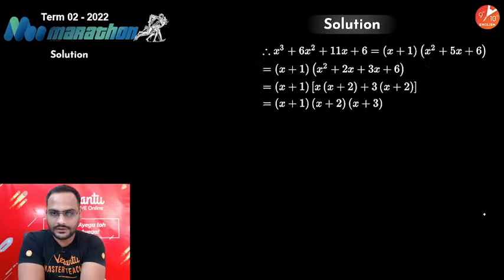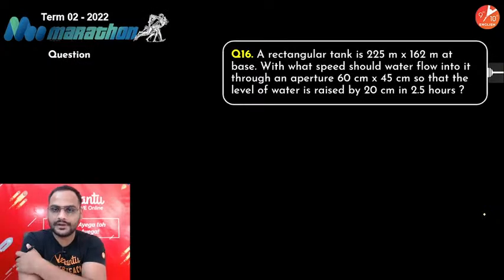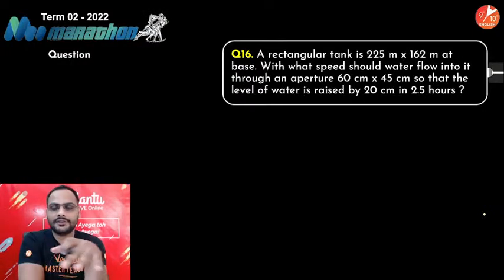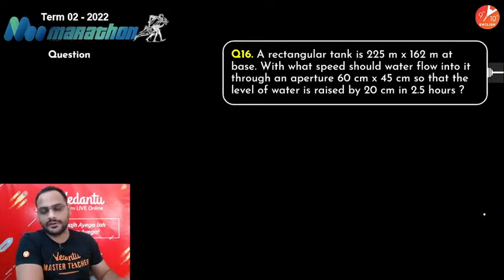Okay, next question. A rectangular tank is 225 meter into 162 meter at base. Okay? Base is given, 225 into 162. With what speed should water flow into it through an aperture of 60 centimeter into 45 centimeter, so that the level of water is raised by 20 centimeter in 2.5 hours.